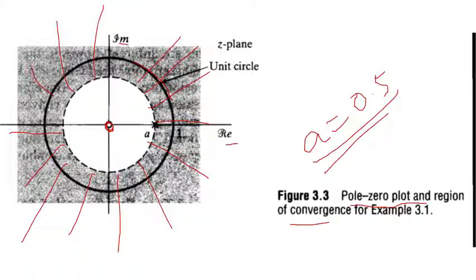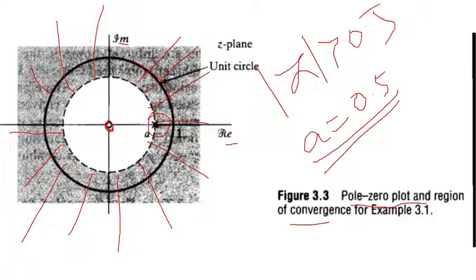So the value of a is 0.5, so I can take the values of z that are greater than 0.5. So you can see we have a pole at 0.5 on the real axis. The pole is on real axis at 0.5, and we can take any values outside this dotted circle. So the sequence will converge.